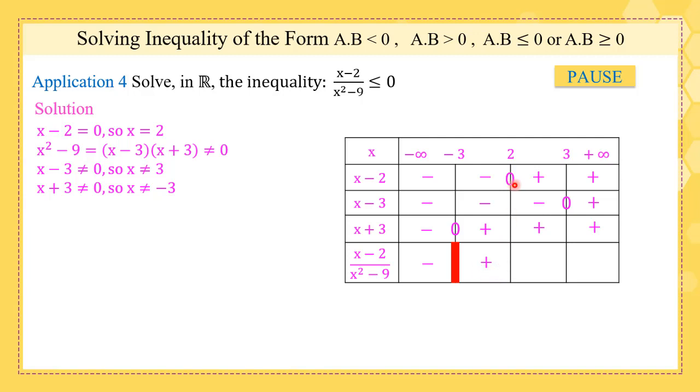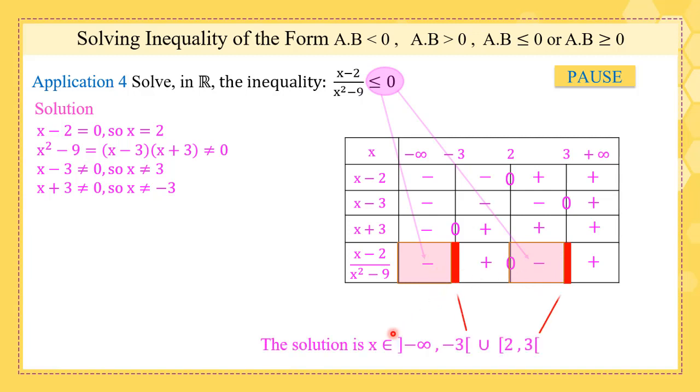Here, x equal to 2 gives a 0. 0 divided by x minus 3 into x plus 3 gives 0. Plus times minus times plus gives a negative sign. And here, x does not equal 3, so we shade this column too. And at last, plus times plus gives a positive sign. We have x minus 2 over x squared minus 9 less than or equal to 0. So the solution is in these two sections.